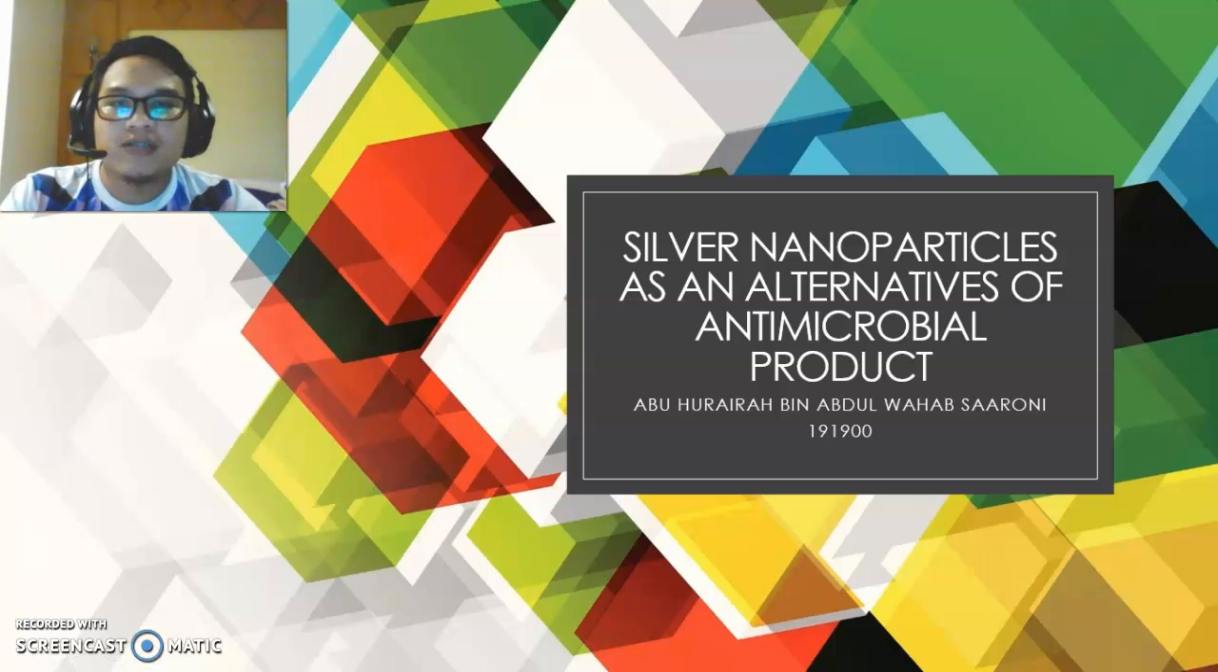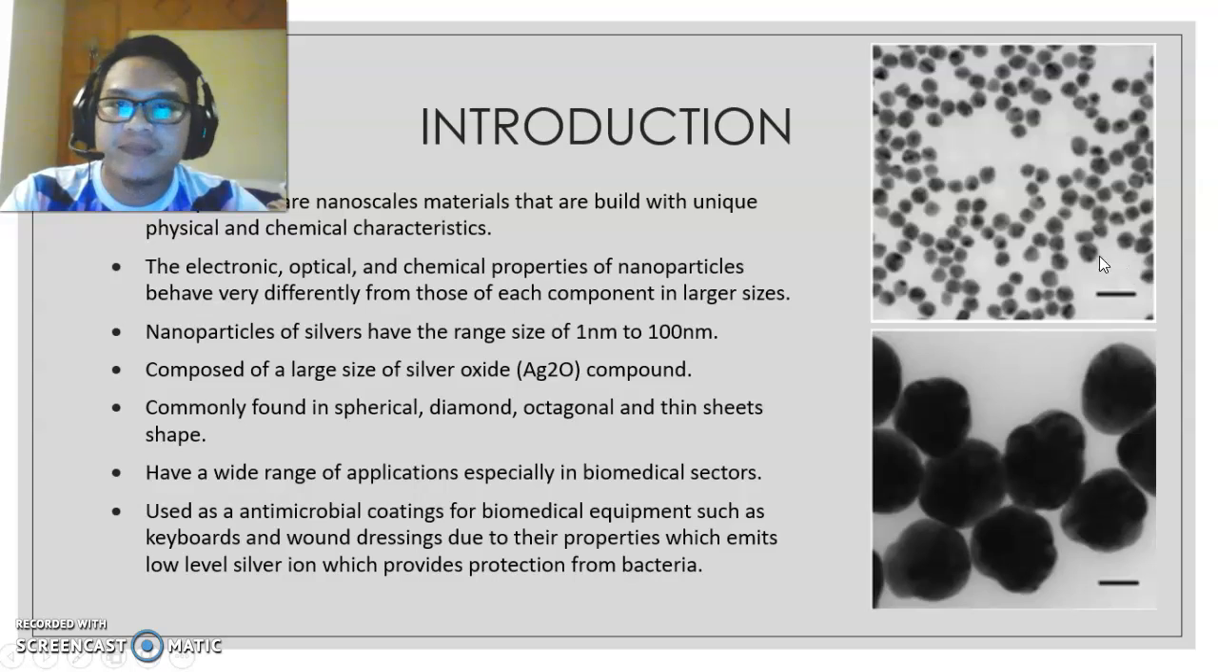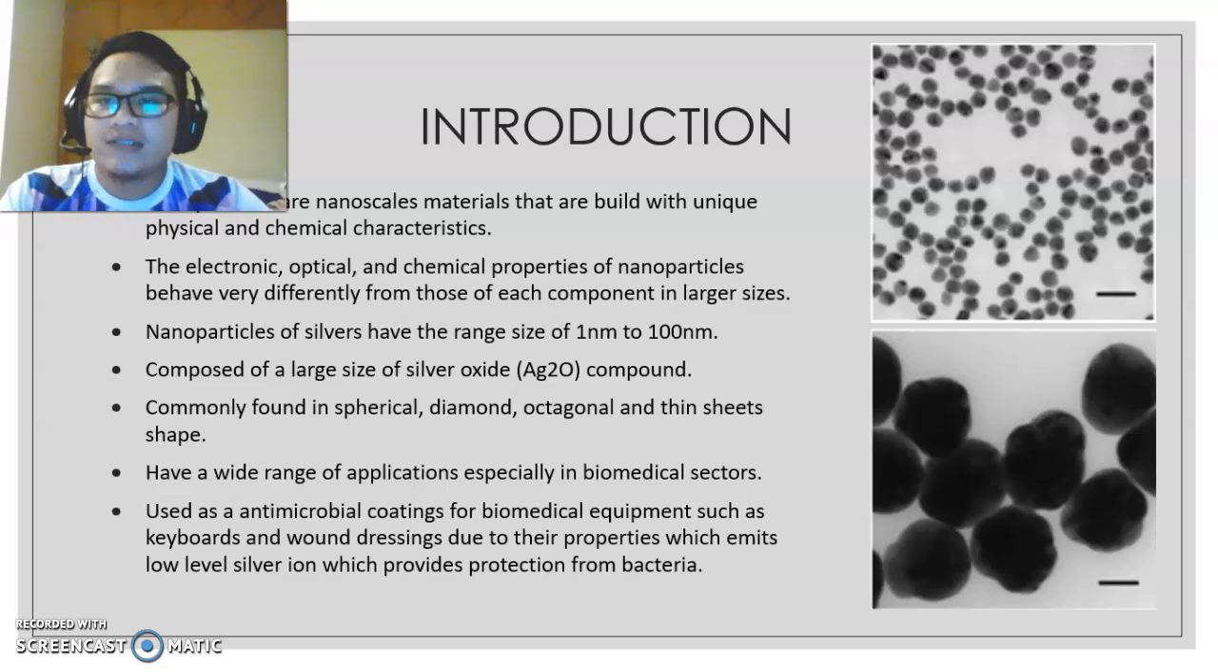Today I will present on silver nanoparticles as an alternative antimicrobial product. First of all, nanoparticles are nanoscale materials that are built with unique physical and chemical characteristics and properties. The electronic, optical, and chemical properties of nanoparticles behave very differently from those of each component at larger scales.